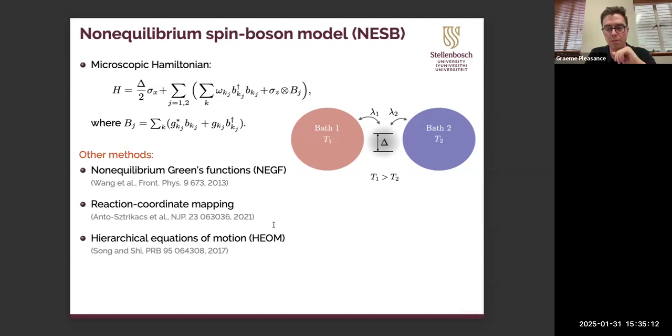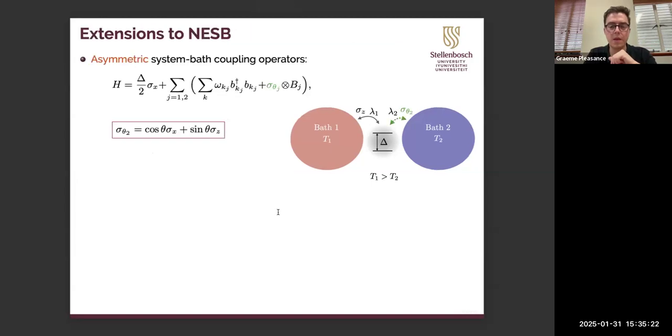So, the work that I did last year. This is just to mention that there are alternative frameworks for treating strong interactions. A situation where it's necessary to move beyond this second order master equation approach is the following.